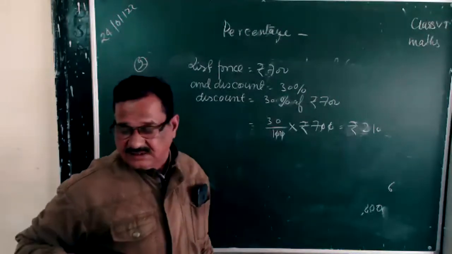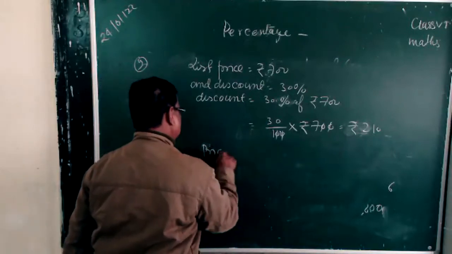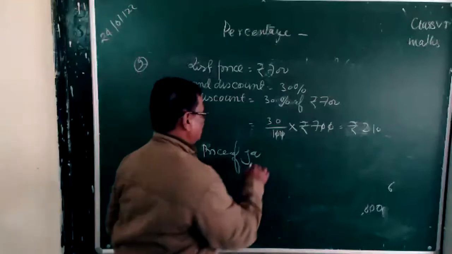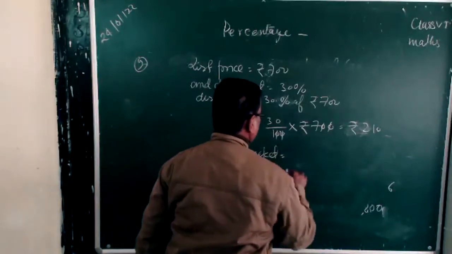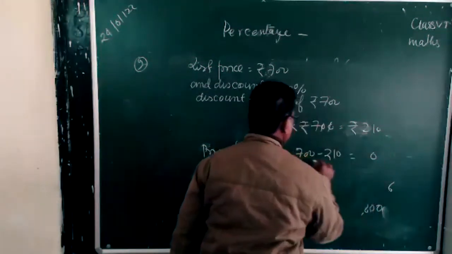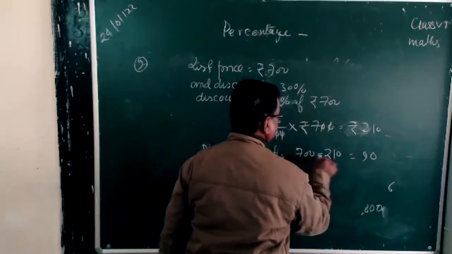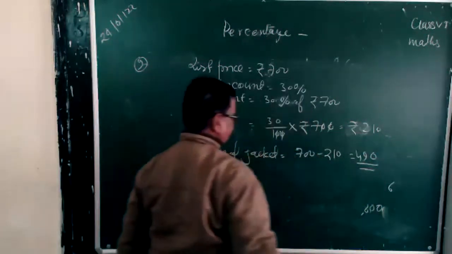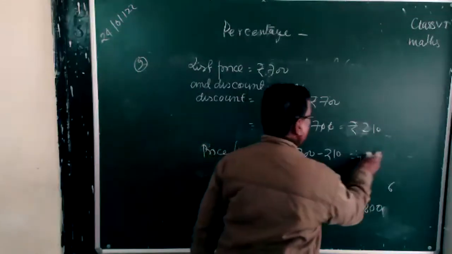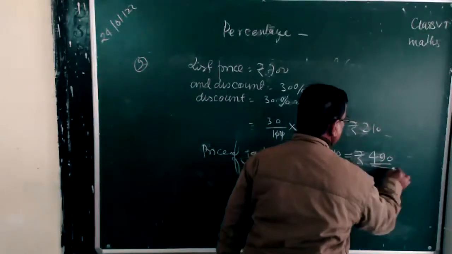asking to find the price of the jacket. Price of the jacket is equal to 700 minus 210. 0 here, 10 minus 1 is 9, here 6, 6 minus 2 is 4. That is coming 490 rupees is the selling price. 490 rupees is the price at which the jacket is available.